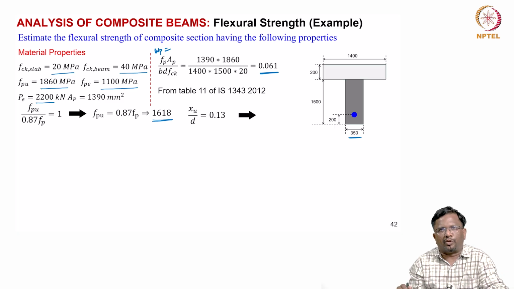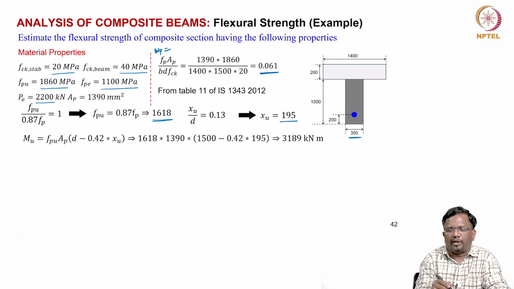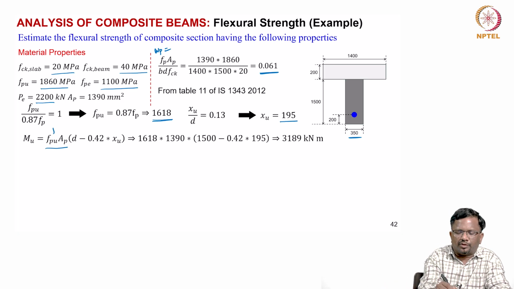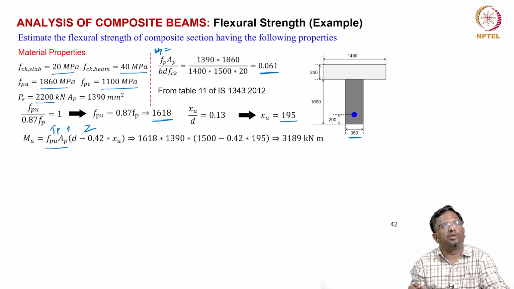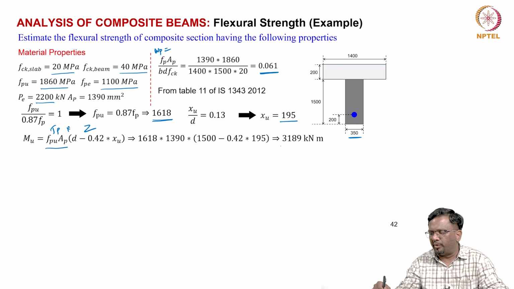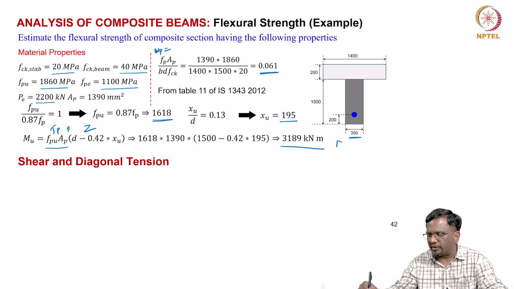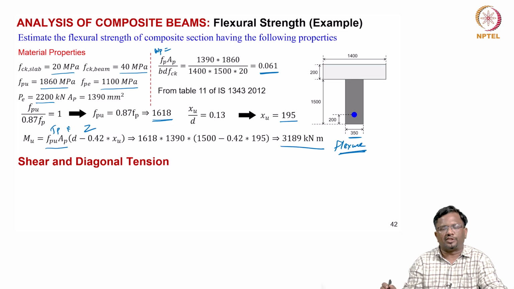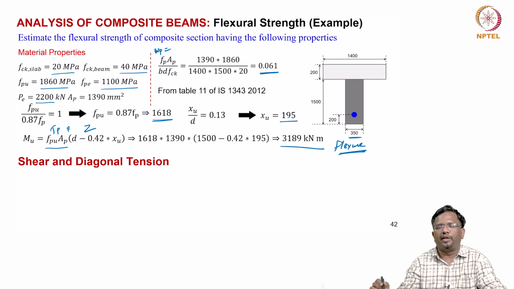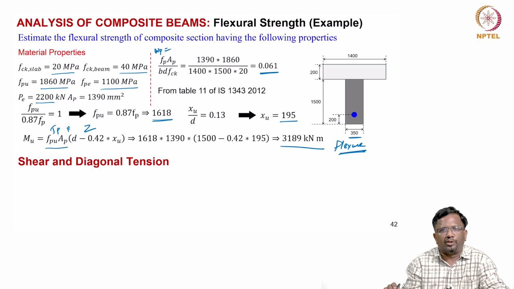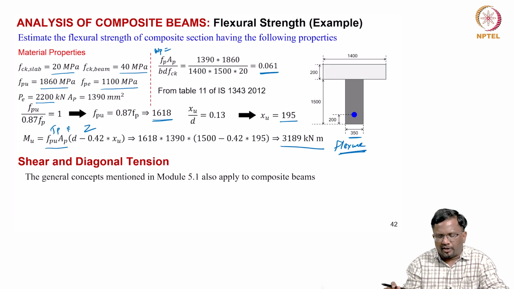Neutral axis depth is 0.13, so XU is 195 millimeter. Then I take the moment, FPU into AP, which is your tension force, multiplied by the lever arm Z, which is D minus 0.42 XU. Then you get your moment resistance of 3189 kilonewton meter. This is for flexural strength, right. So this composite section, you can see, can have a very high moment strength of 3189 kilonewton meter. How do you do it for shear and diagonal tension?